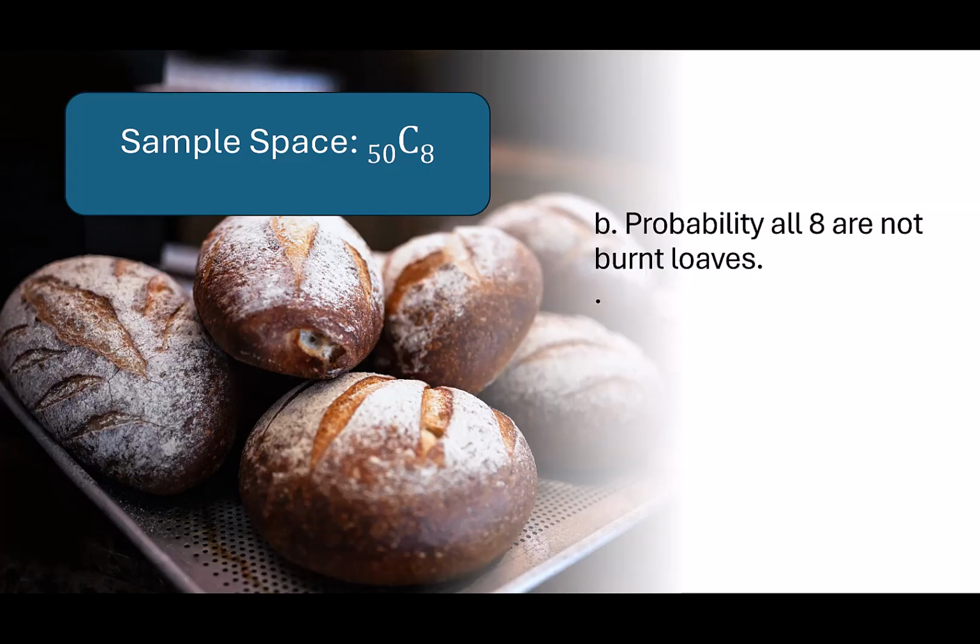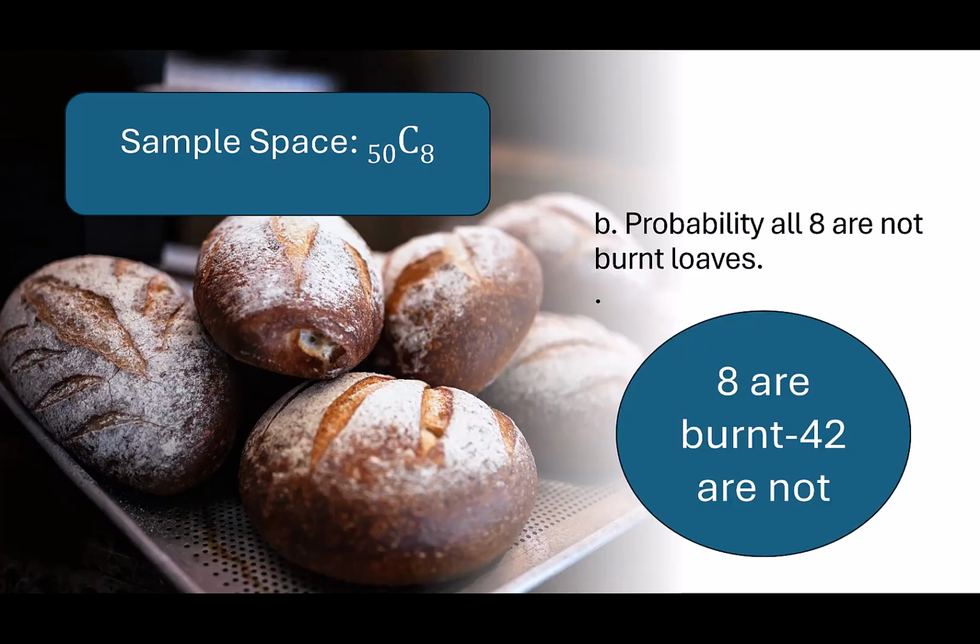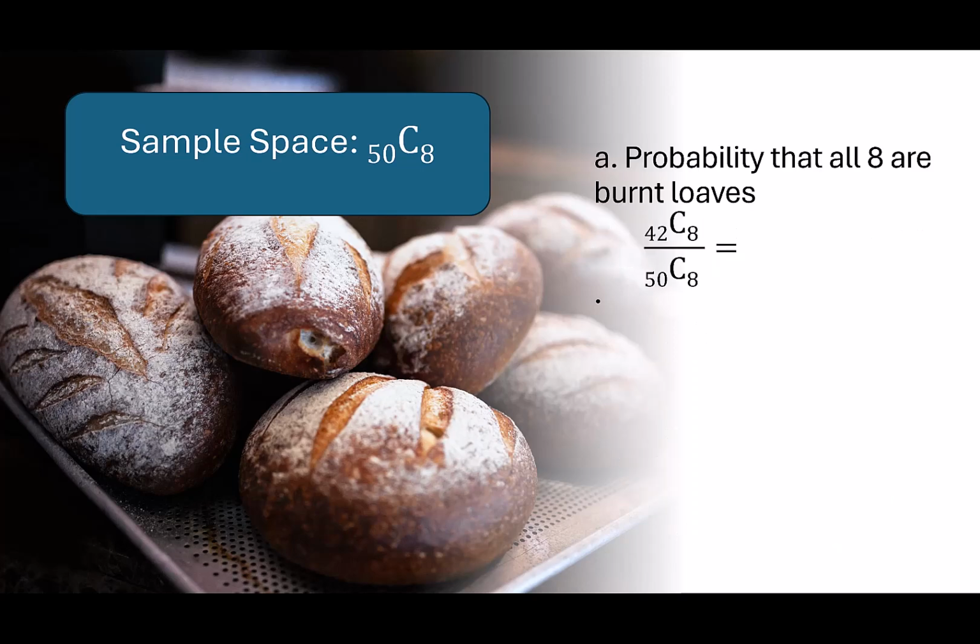Let's go on to part B, where we're supposed to look at the probability that all 8 are not burnt loaves. The first thing I think about is 8 are burnt, which means 42 are not. To find this probability, we need to find the combination of 42 choose 8, the number of ways to select 8 loaves from the 42 that are not burnt, and then divide by our sample space. Let's go back to the calculators.